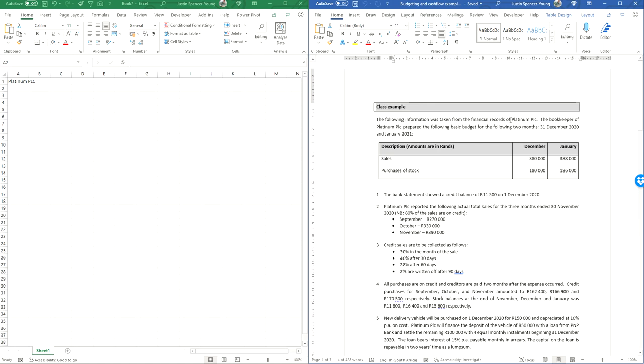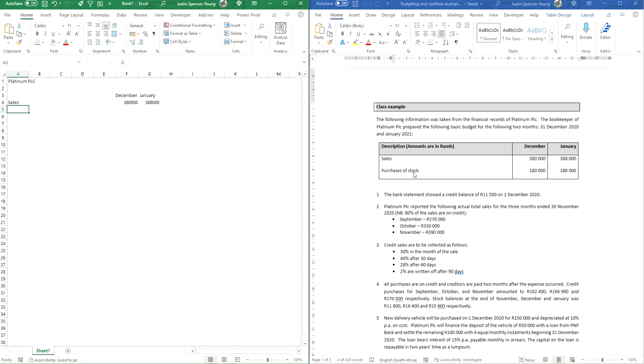The following information has been taken from the financial records of Platinum PLC. The bookkeeper prepared the following basic budget for us for December and for January 2021. My instinct as soon as I see something like this is to set up December, January, and there's a sales number for December, 380,000, and a sales number for January, 388,000. Just collecting data as I go through the question. And in fact, I'm going to go all the way over here and give this a name: sales.